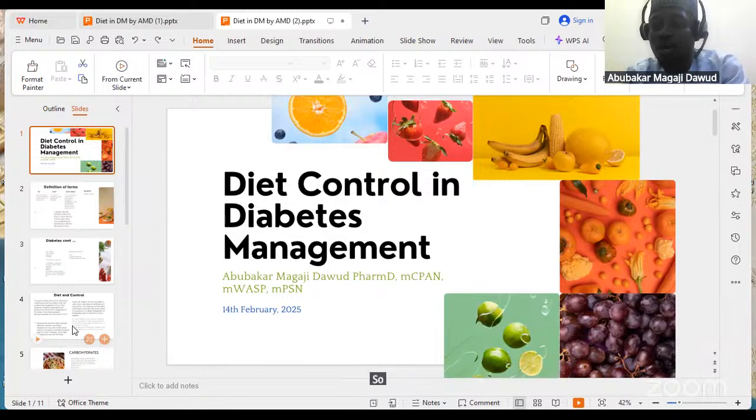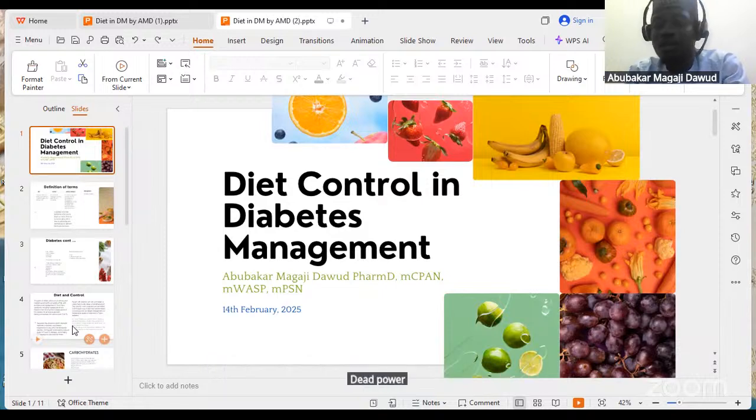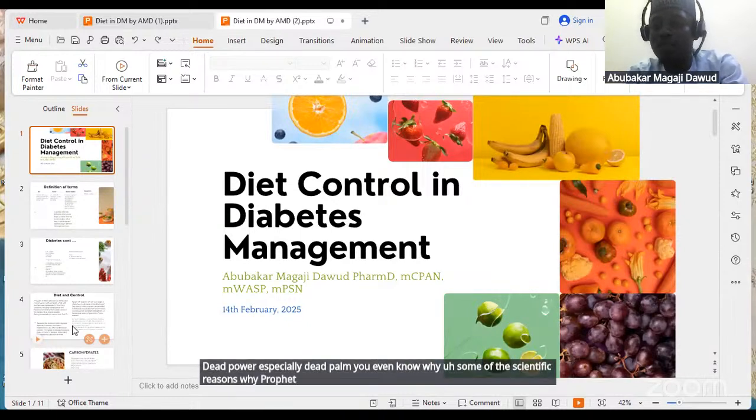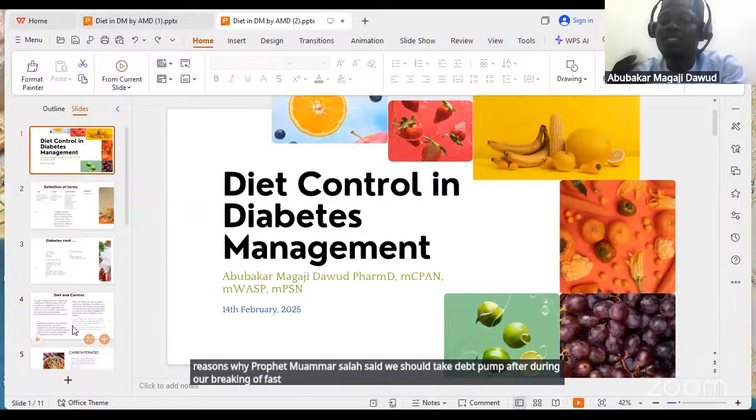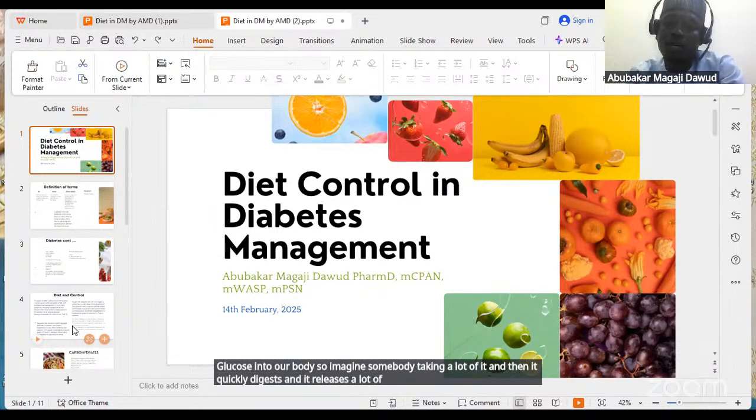So I think this is why we are here, to make sure we sensitize the population that honey is not safe for diabetic patients. Date palm, especially date palm. Do you even know some of the scientific reasons why Prophet Muhammad ﷺ said we should take date palm after breaking our fast? It is because it is a disaccharide. It quickly digests and releases glucose into our body. So imagine somebody taking a lot of it and it quickly digests and releases a lot of glucose, fructose, whatever, into your system. I think it's actually very bad, and it is why we are here, that we should sensitize people.